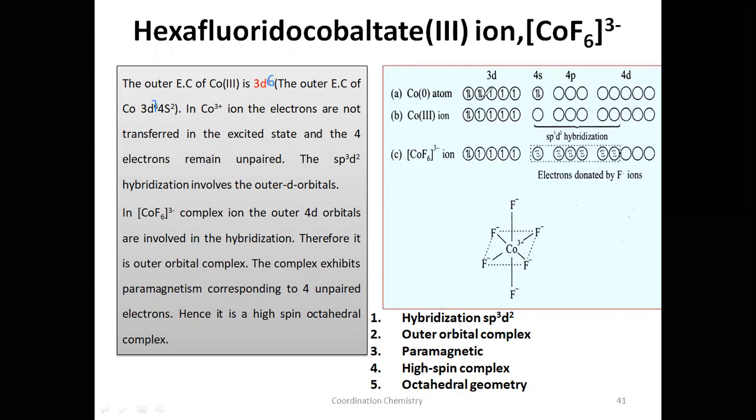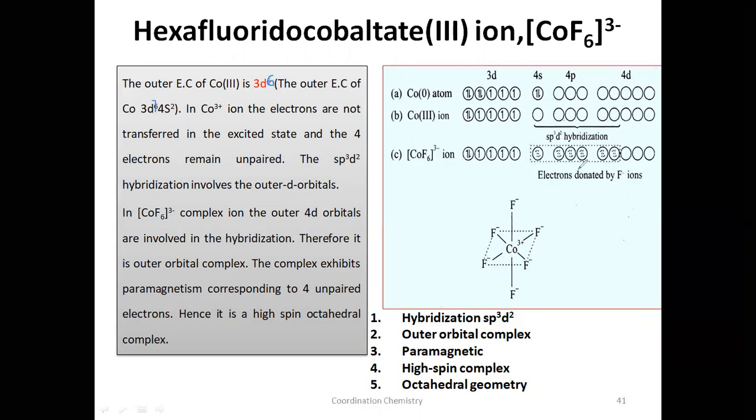Now let us see this. This is the electronic configuration in the ground state, that is 3d7 4s2. Next orbitals are 4p and 4d. The electronic configuration in the +3 oxidation state is 3d6 4s0, next 4p0, next 4d. Now what is the coordination number? 6. Therefore we need 6 empty orbitals here. So one orbital is from 4s, 3 from 4p, and the remaining 2 we have to take from the next shell, that is 4d. So the hybridization will be sp3d2. Now the outer 4d orbitals are involved in the hybridization. Therefore this is an outer orbital complex.